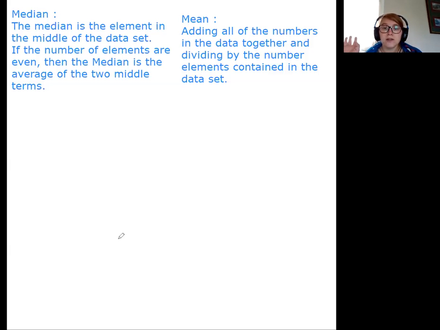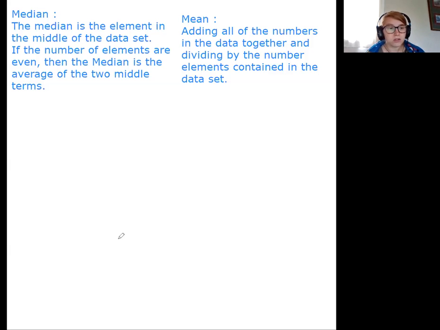A reminder, the median is the element in the middle of the data set. So if you had 5 numbers, it would be the third number. If you had 6 numbers, it would be the third and the fourth number added together divided by 2. The mean is when you add all of the numbers you are given together, and then you divide by how many numbers there are. So if you had 5 numbers, you'd add them all together and then divide by 5. Like I said, I'm going to work through some of the problems with you.